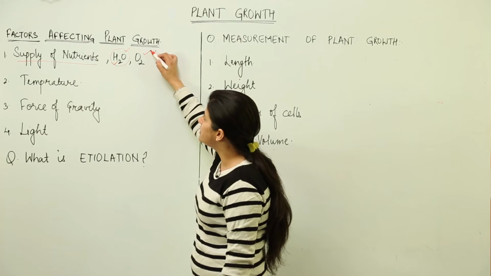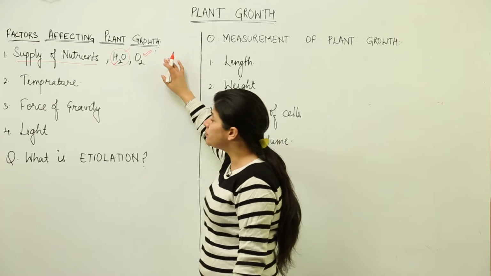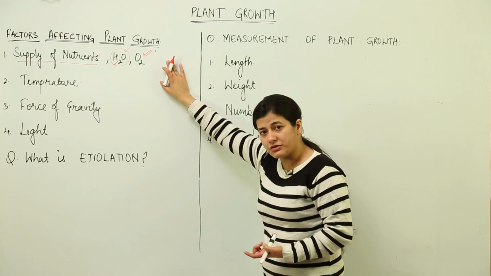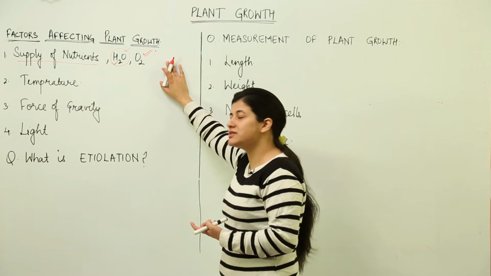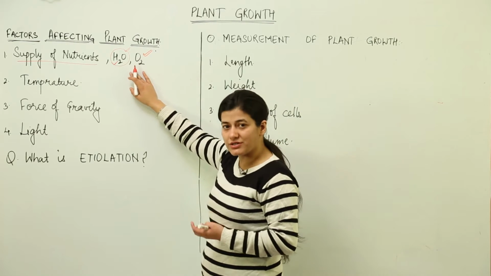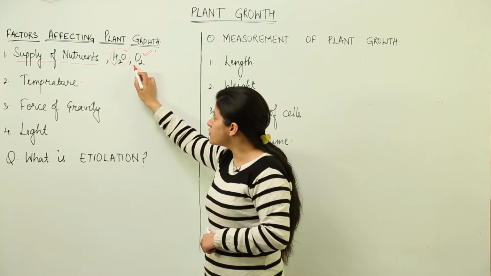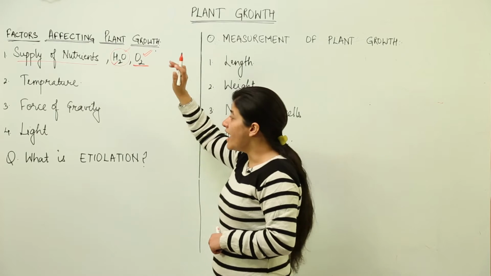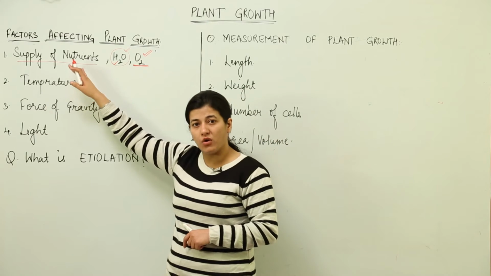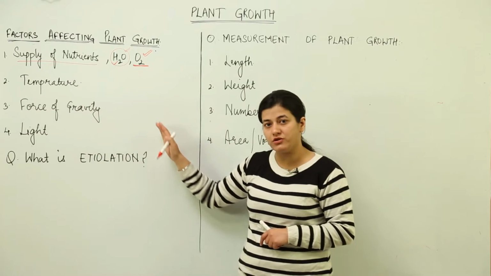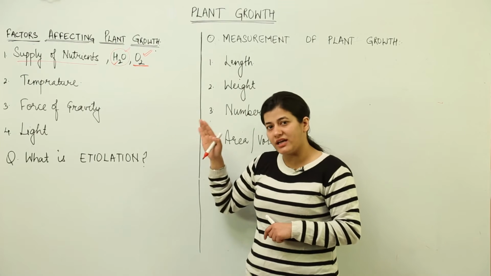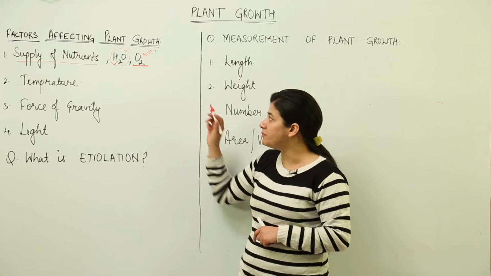Next one is availability of oxygen. Plant cells are living, so they need oxygen for their respiratory processes, and later on in the stages they are able to produce their own oxygen by the process of photosynthesis. So oxygen also plays an important role. And apart from these, we have a long list of micronutrients and macronutrients, which involves minerals and their ions, which play an important role in the plant growth.